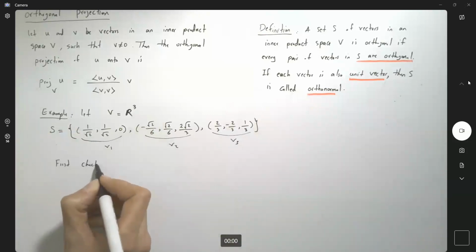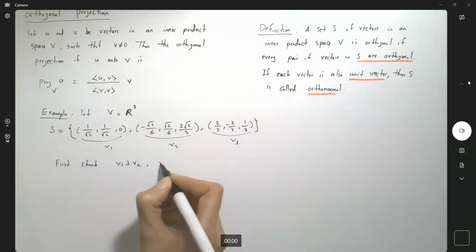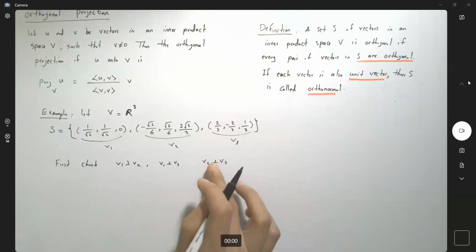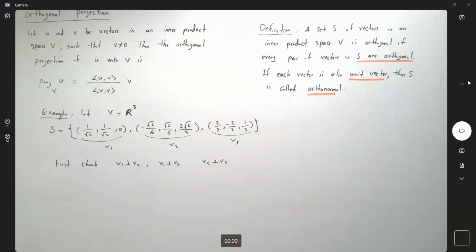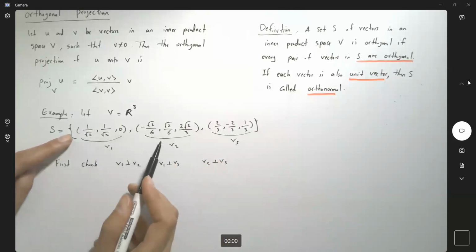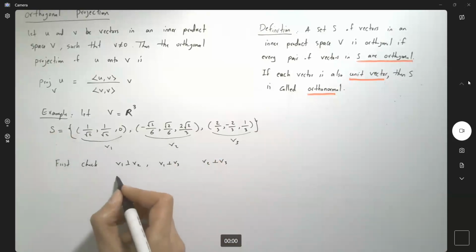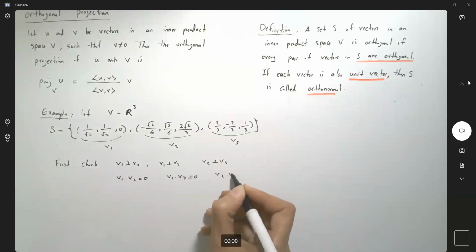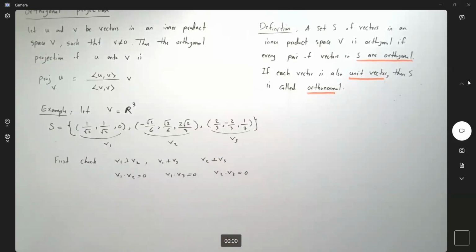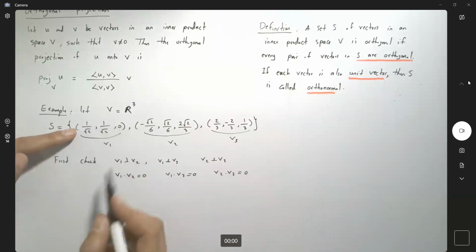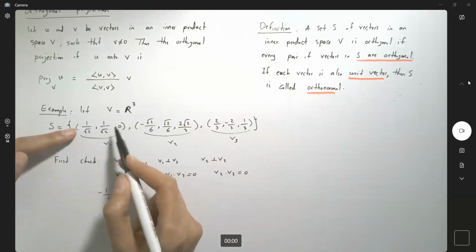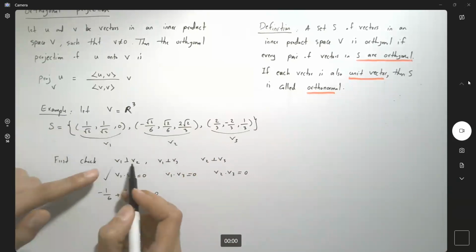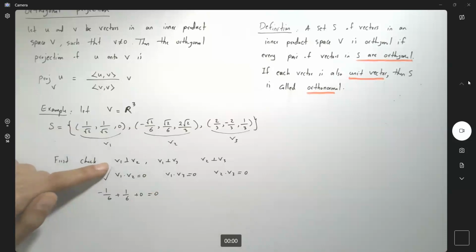First, check V1 is perpendicular to V2, V1 is perpendicular to V3, and V2 is perpendicular to V3. So these are perpendicular ones. It means that if you find a dot product between them, it must be equal to 0. Or V1 dot V2 is 0, V1 dot V3 is 0, V2 dot V3 is 0. You're checking this. So here, if you multiply these two, you get negative 1 over 6. And here you have plus 1 over 6 plus 0, which is 0. So V1 is perpendicular to V2, or they are orthogonal.